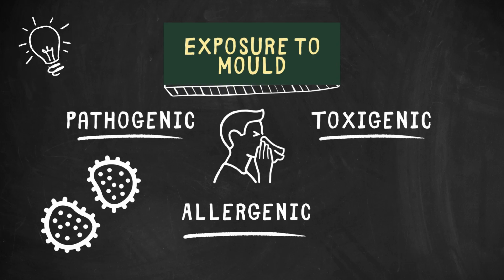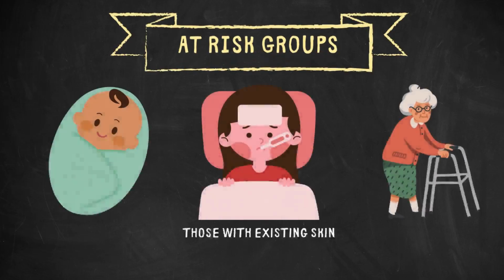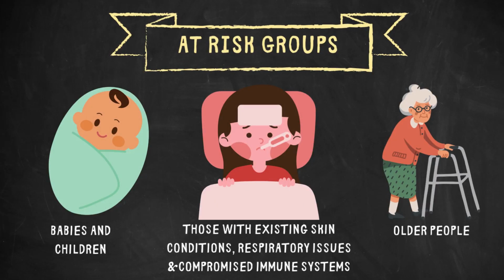Toxigenic moulds release toxins that can be harmful if inhaled or ingested over an extended period, leading to respiratory problems, fatigue, and anxiety or depression in severe cases. The very young and elderly and those with existing conditions or compromised immune systems are more likely to be affected.